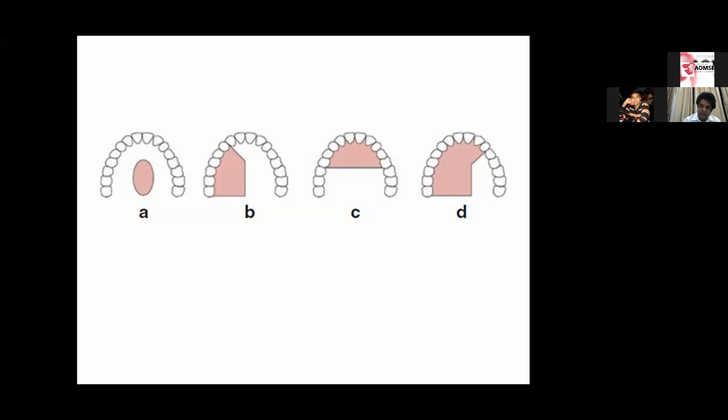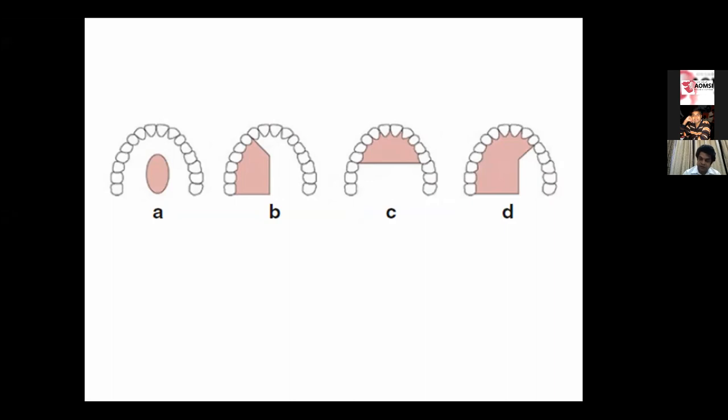Can you make out which type of defect is more difficult to treat with zygomatic implants? Of course, central part necrosis or a central defect, we will not treat with a zygomatic implant. But the defect of type B, in which a unilateral defect is there and anterior teeth are present, is very difficult to treat with a zygomatic implant because there is very little space for the long zygomatic drill and long zygomatic implant placement.